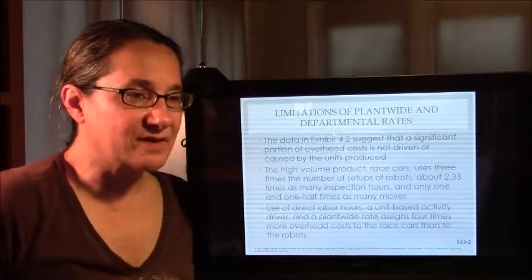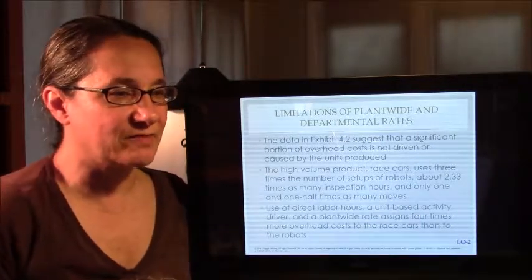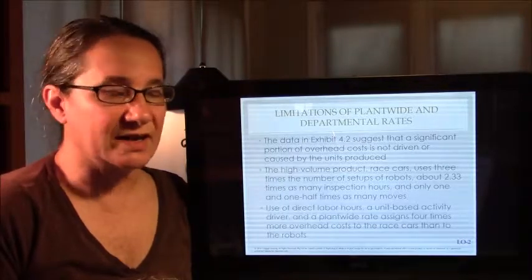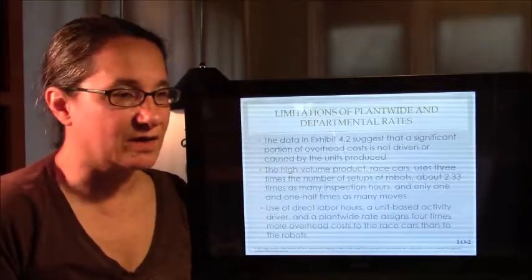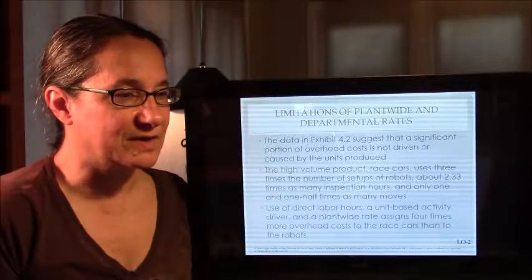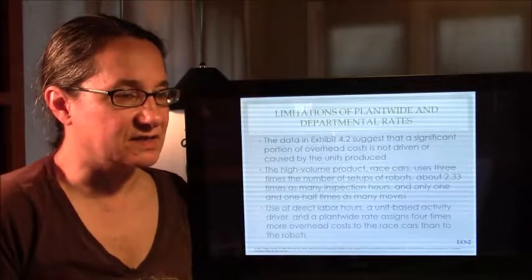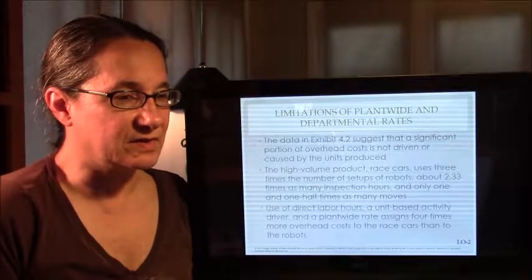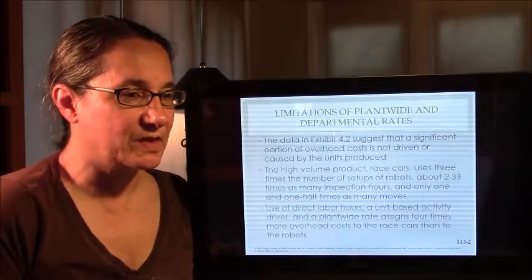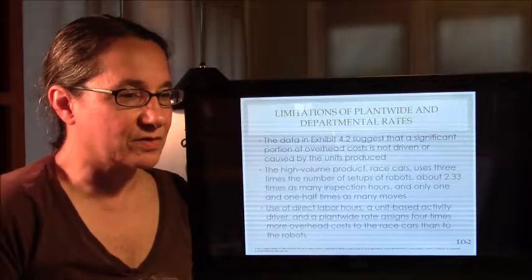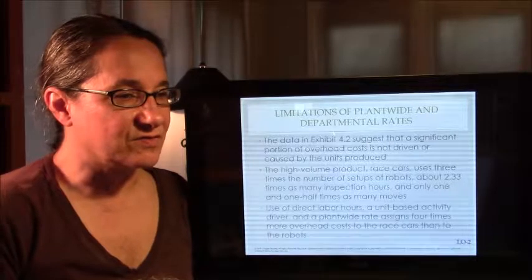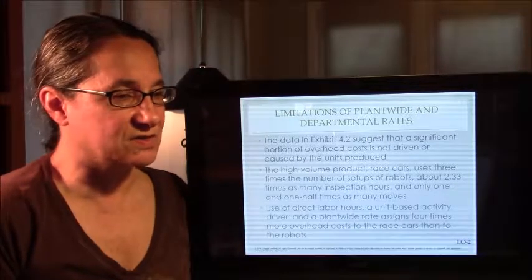All right, so if you look over, you might realize a big part of the overhead isn't caused by units produced, right? The number of units, this high volume, makes a big difference. It cuts the costs a lot more. So using labor hours gives 4 times more overhead to the race cars than to the robots.